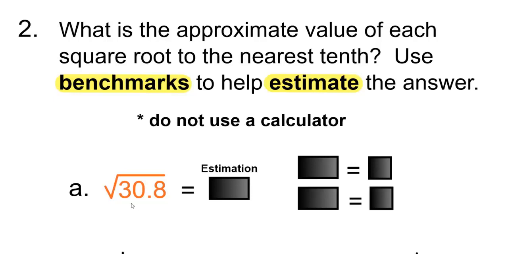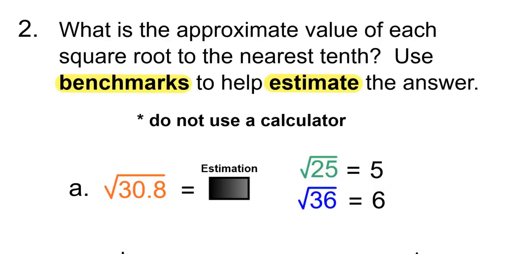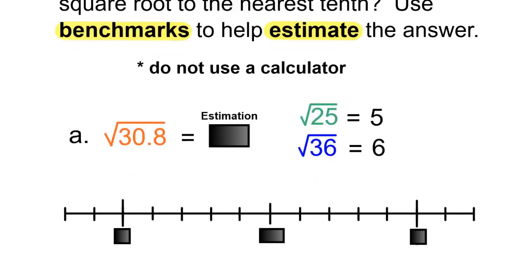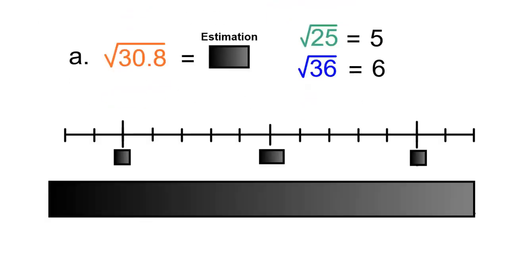For the square root of 30.8, the two closest perfect squares to 30.8 are 25, and the square root of 25 is 5, and 36, and the square root of 36 is 6. Use a number line to help solve. Put 5 and 6 on the number line.